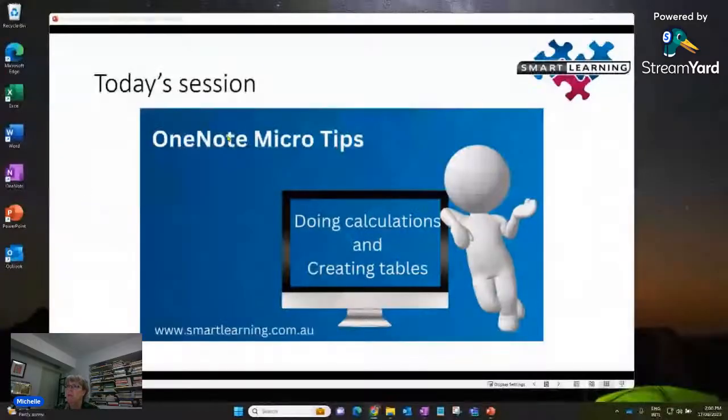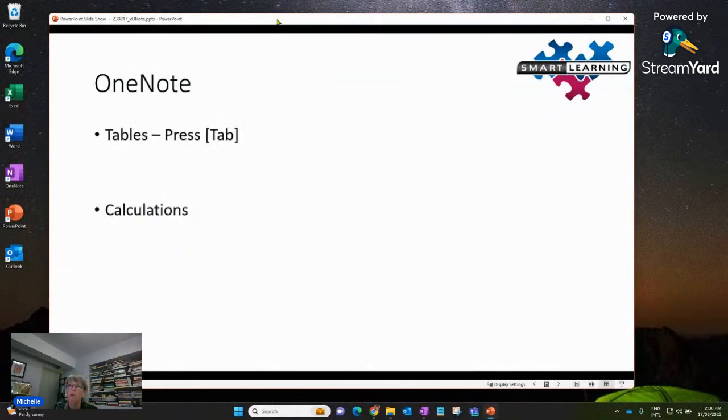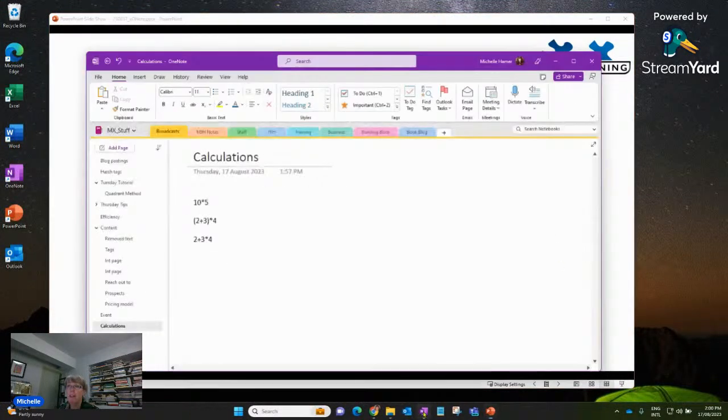So I know earlier this week we had a look at a couple of other features of OneNote, and since we're on the topic of OneNote, let's have a look at doing calculations and the quick way to create tables. What you will find with both of these tips is that they're really easy. In fact, the calculations I didn't even know of until only the other day when I was preparing a presentation for a client. So let's jump into OneNote.